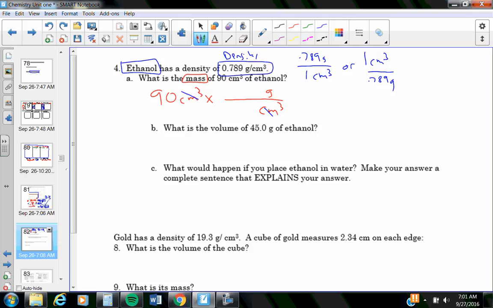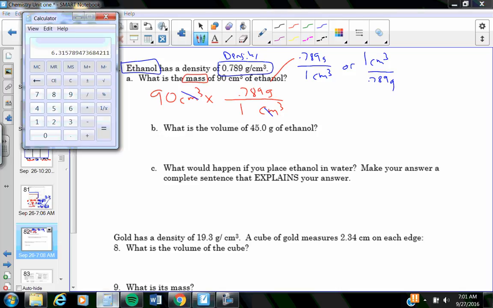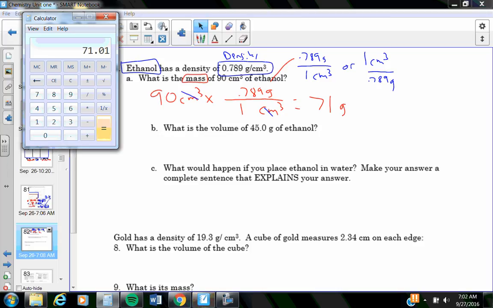Now I see that I would put this on top, 0.789 grams per 1 cubic centimeter. This ends up being a multiplication, 90 times 0.789, and I'm going to get approximately 71, everything crossed out except grams. If you wanted to keep 71.0 or 71.01, that's okay. Where we round isn't an issue, it's whether we know how to do the correct math.